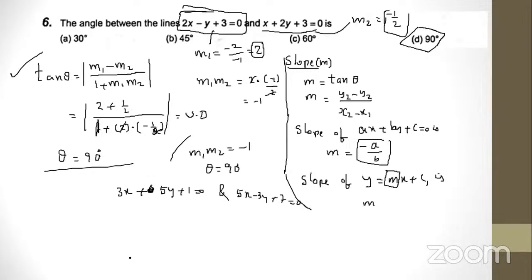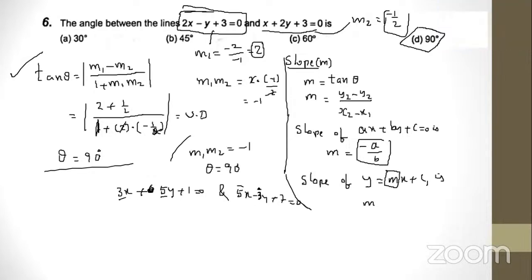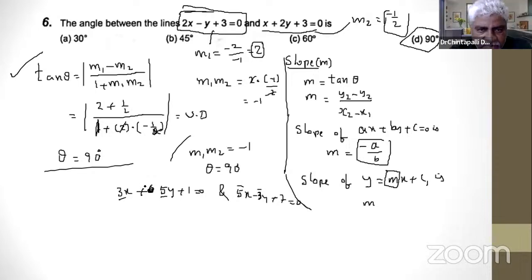I'm telling you one more trick. See, these coefficients are exchanged here: 3, 5 and 5, 3. And the middle sign is opposite. Whenever you see two equations like this, you can easily say those two lines are perpendicular, or the angle between those two lines is 90 degrees.